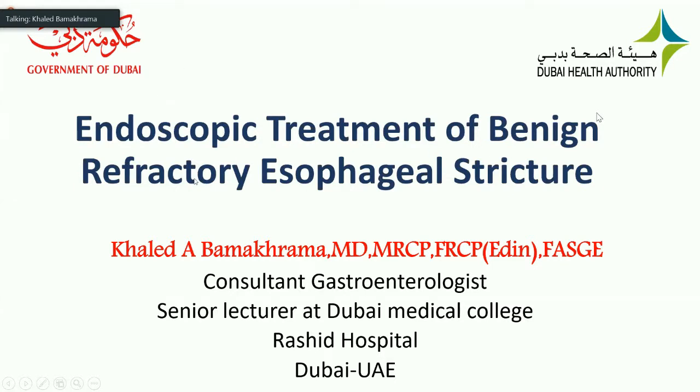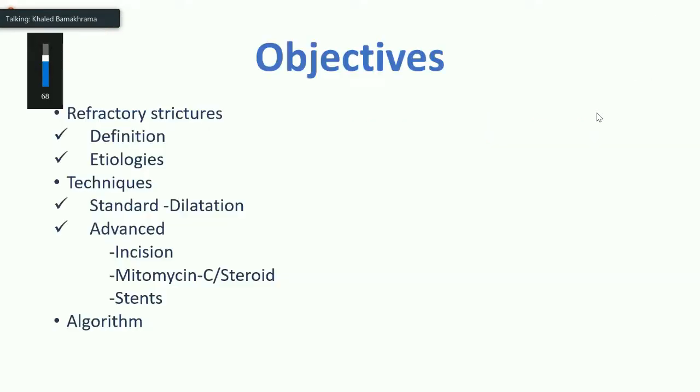I'm going to speak mainly on refractory esophageal stricture, which is one of the really very important and very difficult to manage. These are my objectives: refractory stricture definition, etiology, technique of the standard treatment, which is the dilatations, and then we will go for the advanced incisions, injection with steroid or mitomycin, then a stent, and if we fail, what to do for our patients.